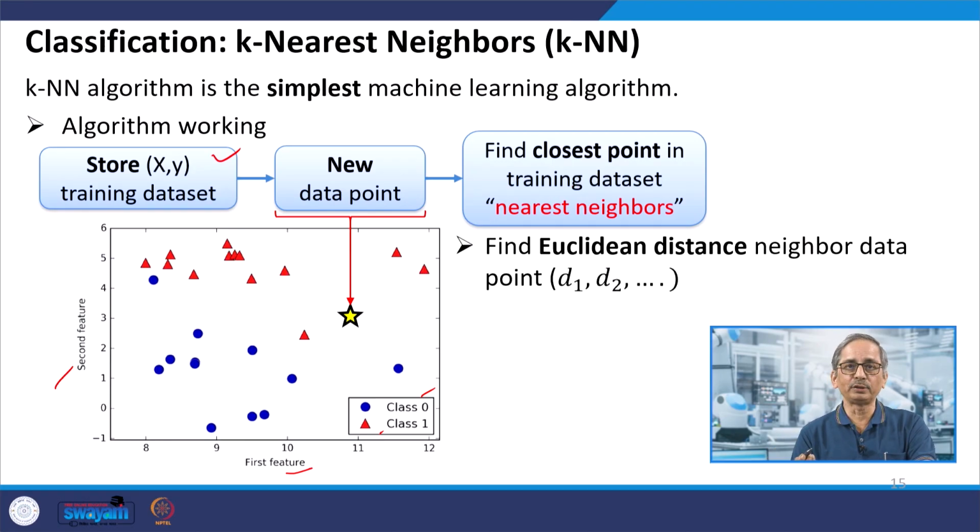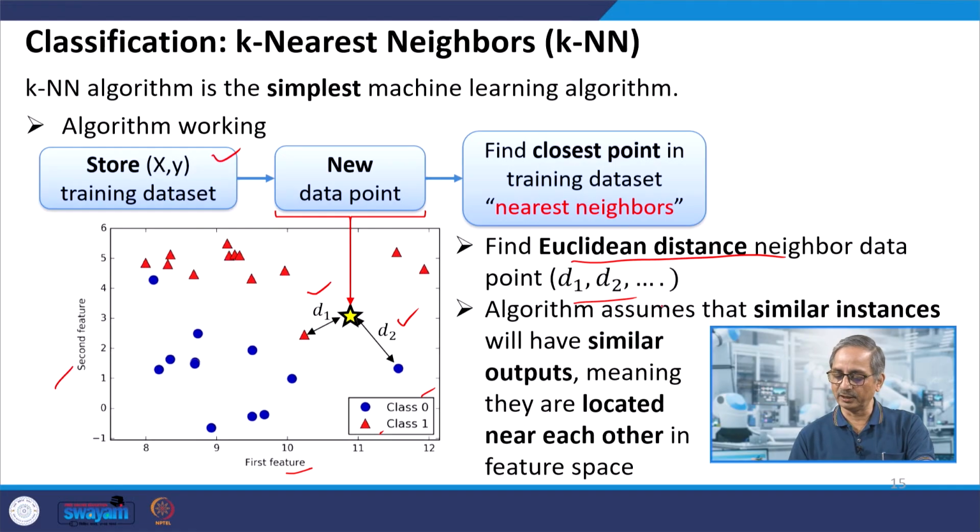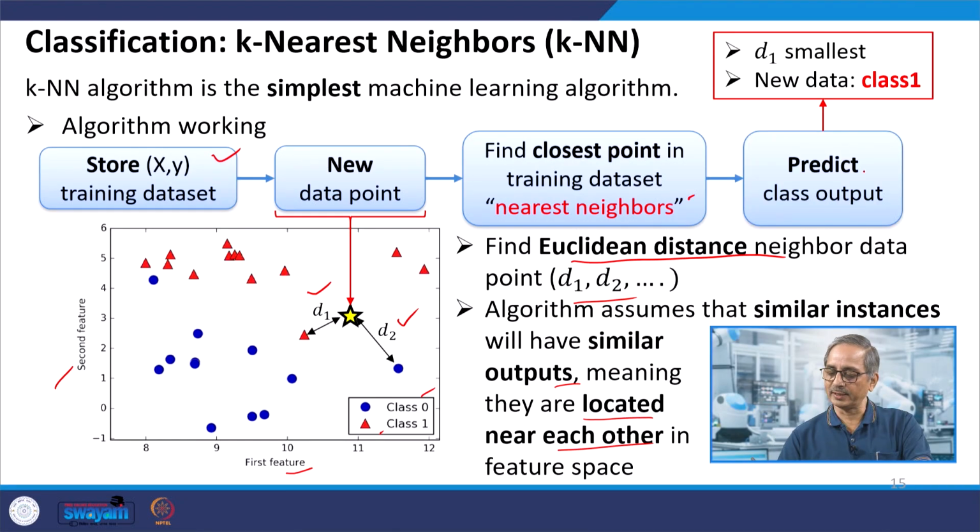So, how do we do that? We find the Euclidean distance of the neighboring data points, say D1, D2 and so on. Alright, so evaluate D1 and evaluate D2. The basic concept is that the nearest class is going to be the prediction for the new data point. So, from this new data point, the minimum distance class is going to be the classification of the new data point. The algorithm assumes that similar instances have similar output, meaning they are located near each other in feature space. So, you predict the class output. D1 is the smallest here, so this is class 1.